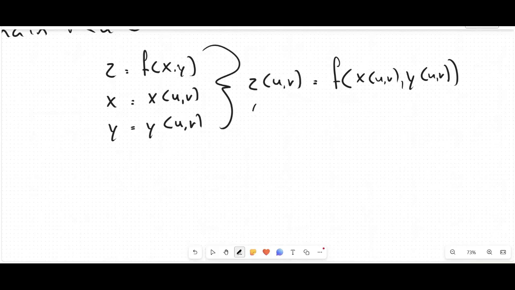And now, take a moment and just think about it. There are two derivatives we could theoretically be asked to find. There's the partial derivative of z with respect to u. I'll put the input variables in there when the time comes. And there's also the partial derivative of z with respect to v.